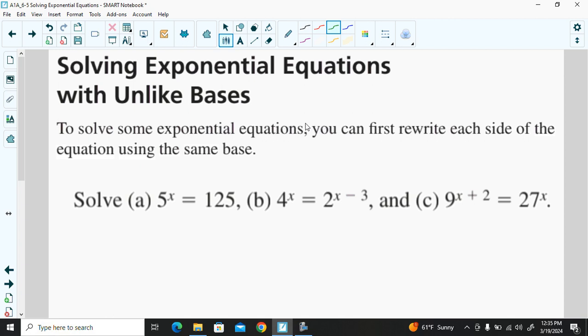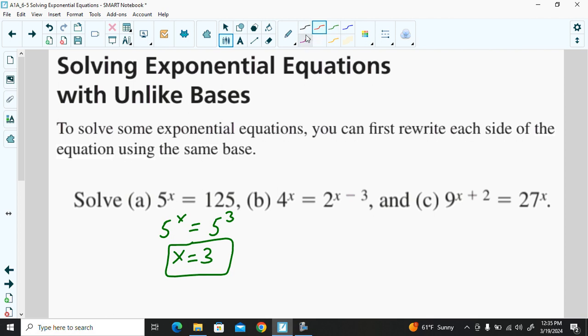So what does that mean? Well, if we look at example A, 5 to the x is equal to 125. Another way of writing 125 is 5 to the third power, because 5 times 5 times 5 is 125. So we can rewrite the equation like this: 5 to the x is equal to 5 to the third. Now we have an equation where the bases are the same, so we know that x is going to be equal to 3. And if you replace x with 3, you'd see that that equation is true.